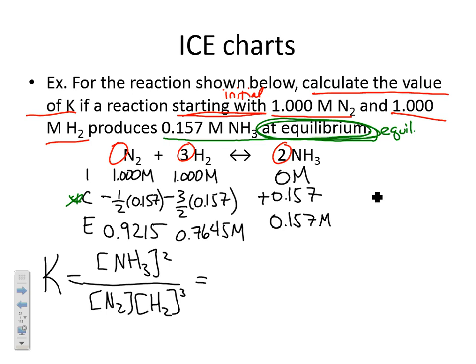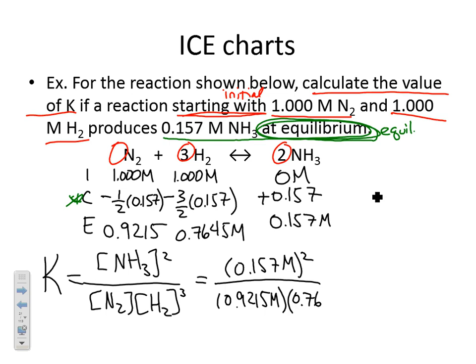So we said that we have to take the NH3 concentration, which is 0.157 molar, and square it. Great. And then we're going to divide by the N2 concentration, which is 0.9215. Again, we only use equilibrium concentrations in an equilibrium expression. And then the H2 concentration, which is 0.7645 molar cubed. And then you simply solve. That's all you do. You solve and you get a value. So when I solve this, I get a value of 0.0. I think I can't read my writing.